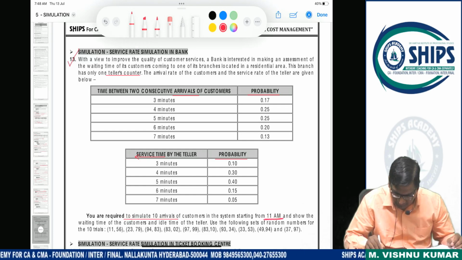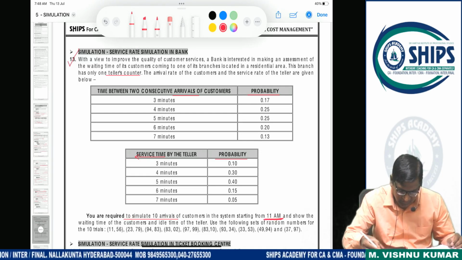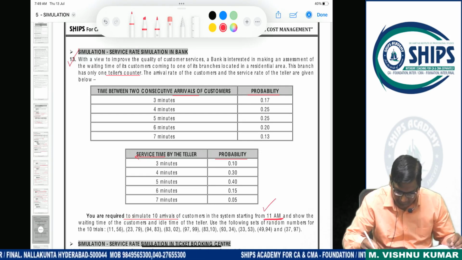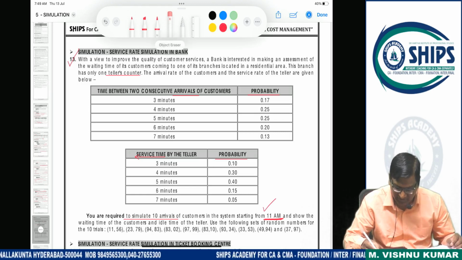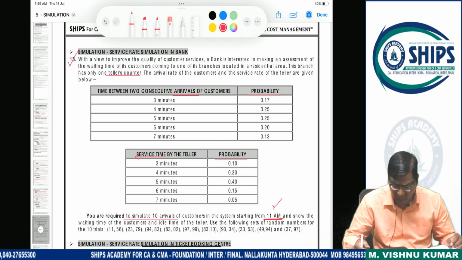Starting from 11 a.m. This is an important point. So in the bank, the official will come at 11 a.m. So he is ready to do the services from 11 a.m. So his arrival is taking place at 11 a.m. But does service start immediately from 11 a.m., or does he have to wait for a customer?